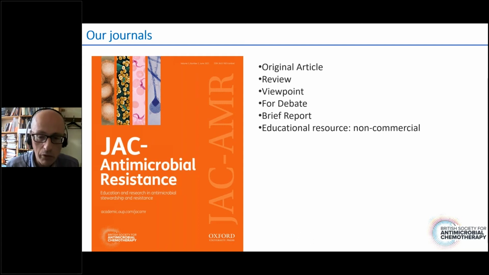We have regular reviews in this journal, viewpoints, guidance. We've just published some recent guidance on the management of methicillin-resistant Staph aureus infections. And we also have viewpoints and debates, so different sides of arguments for doing things, whether it's laboratory-based practice or clinical practice. And I think what must be a unique element to this is a section on educational non-commercial resources. Next slide.